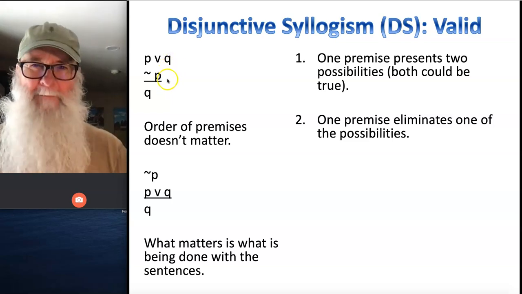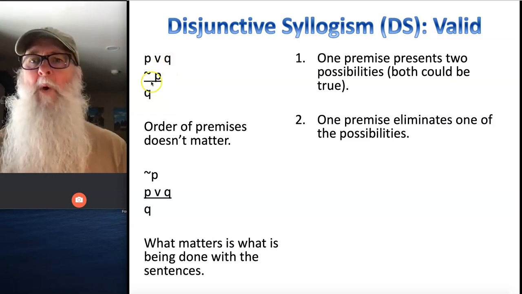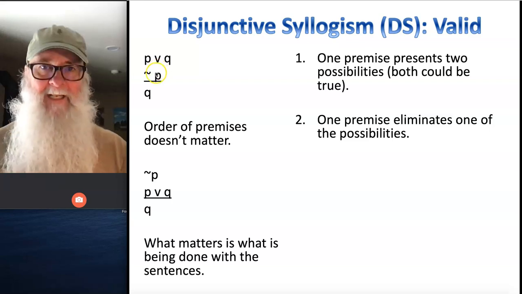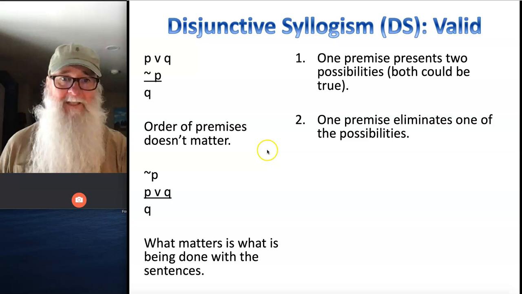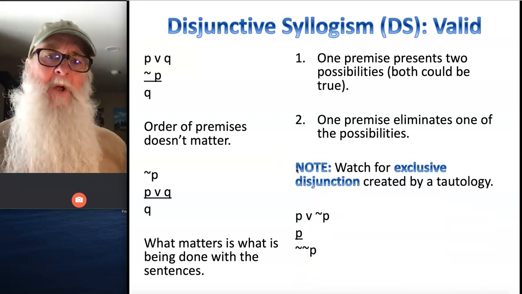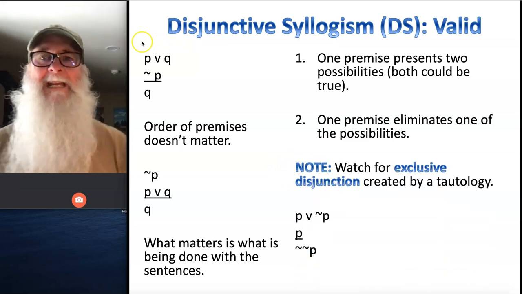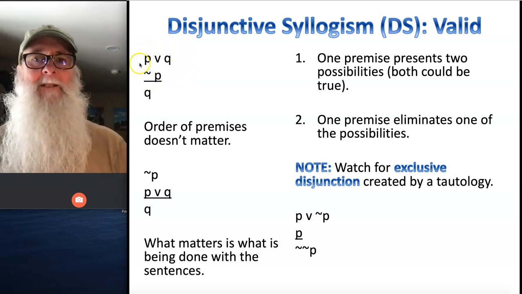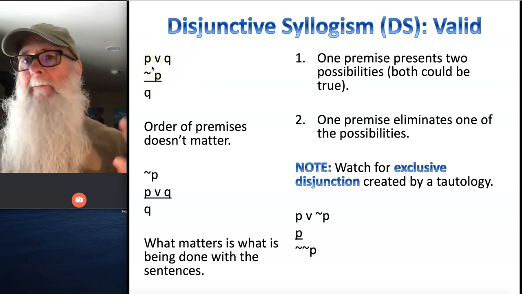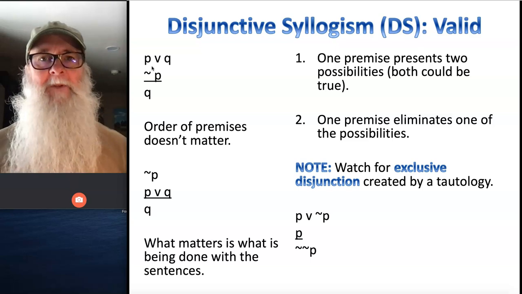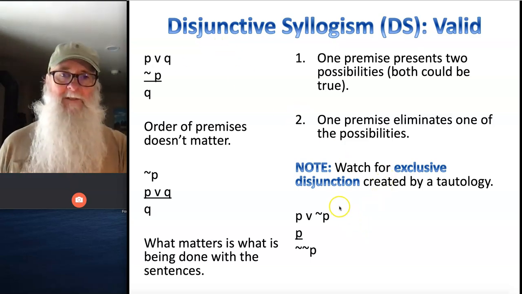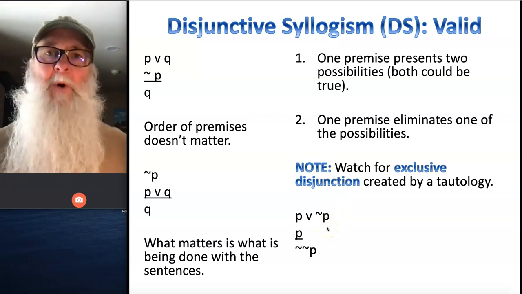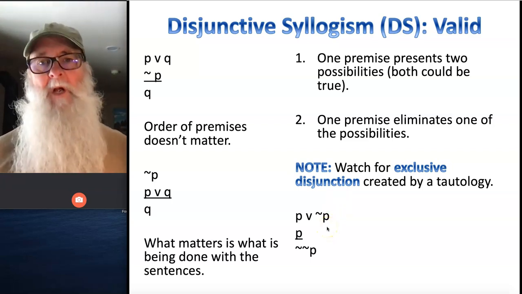So what's really important in the disjunctive syllogism is that one of the premises is negating one of the statements in the disjunctive statement. Now, there's one exception to that, and that is what's called exclusive disjunction. Inclusive disjunction includes the possibility that both of the statements on each side of the wedge are true statements. Okay, could be true statements. But in exclusive disjunction, they can't both possibly be true. It has to be one or the other.